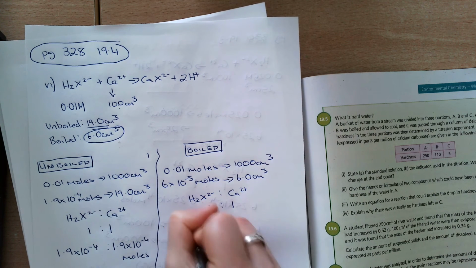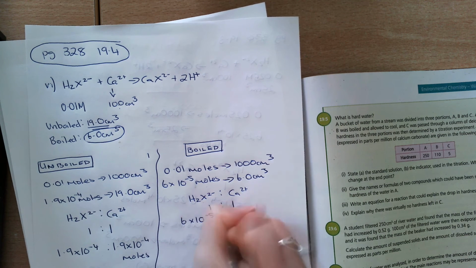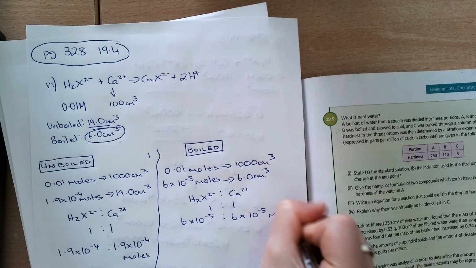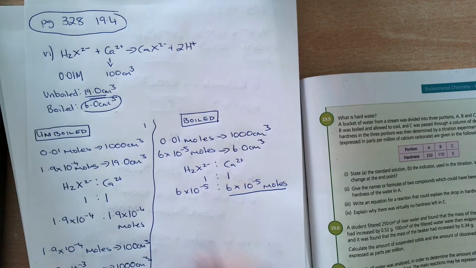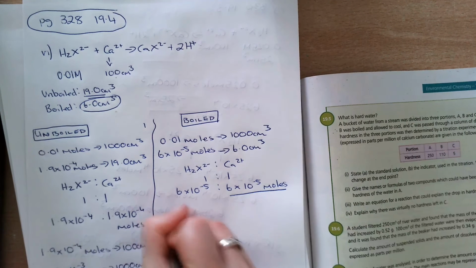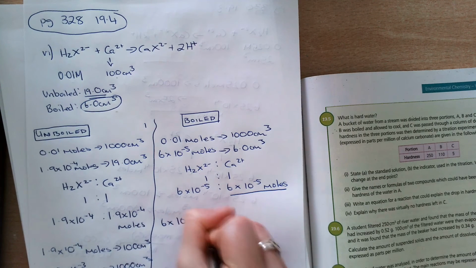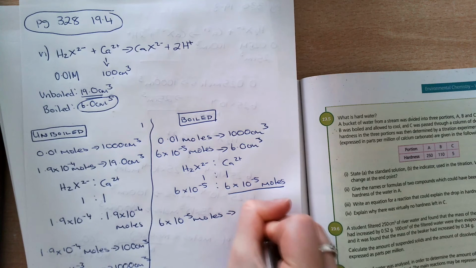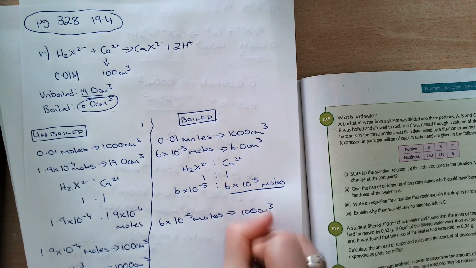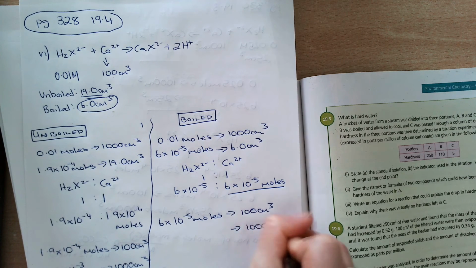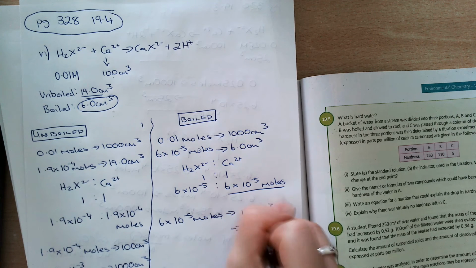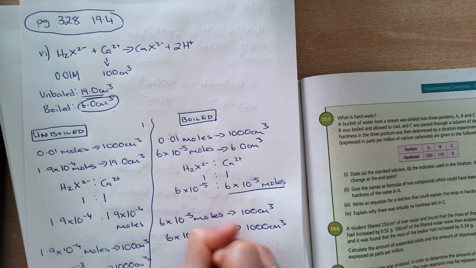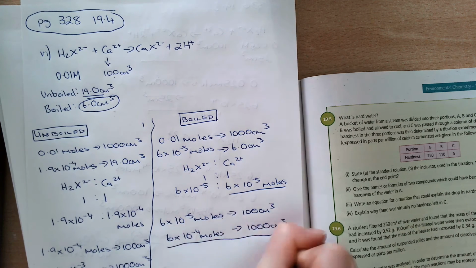So if I have 6 by 10 to the minus 5, using my ratio of 1 is to 1, that's 6 by 10 to the minus 5 moles. So 6 by 10 to the minus 5 moles, again, is what's present in 100 centimetres cubed. And I'm going to work out my moles per litre, which is 1,000 centimetres cubed. Multiply by what I know, divide by the bit left over, 6 by 10 to the minus 4 moles.